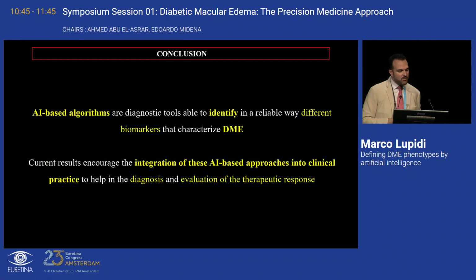So in conclusion, AI-based algorithms are diagnostic tools able to identify in a reliable way different biomarkers that characterize DME, and we fully encourage the integration of these approaches into our clinical practice.